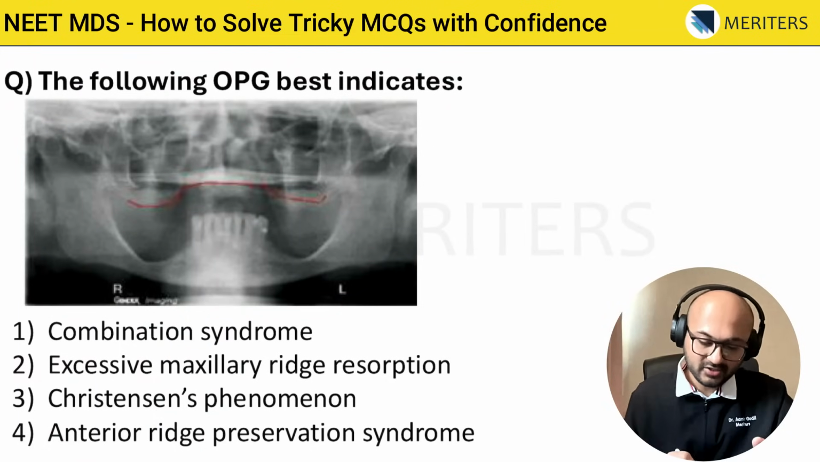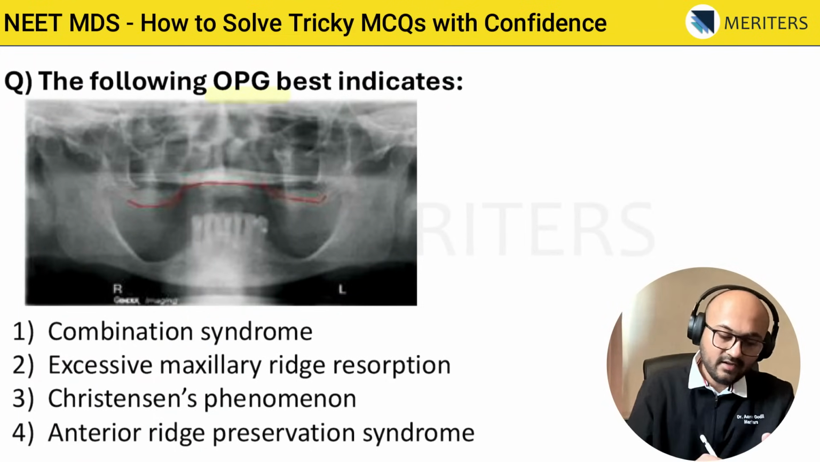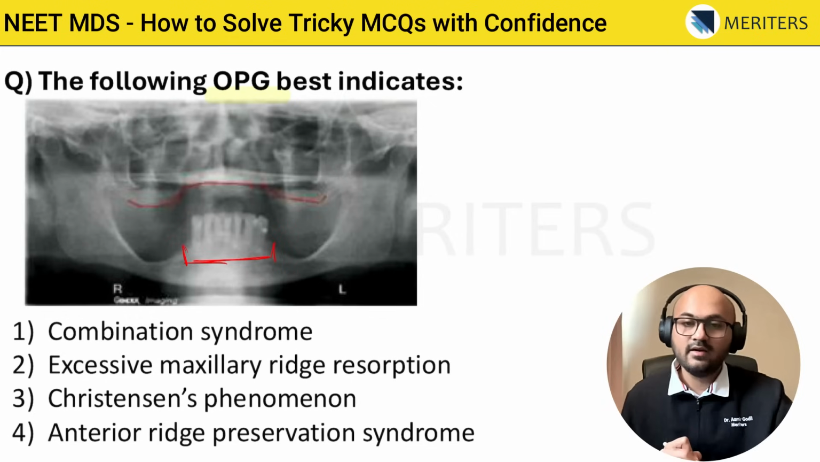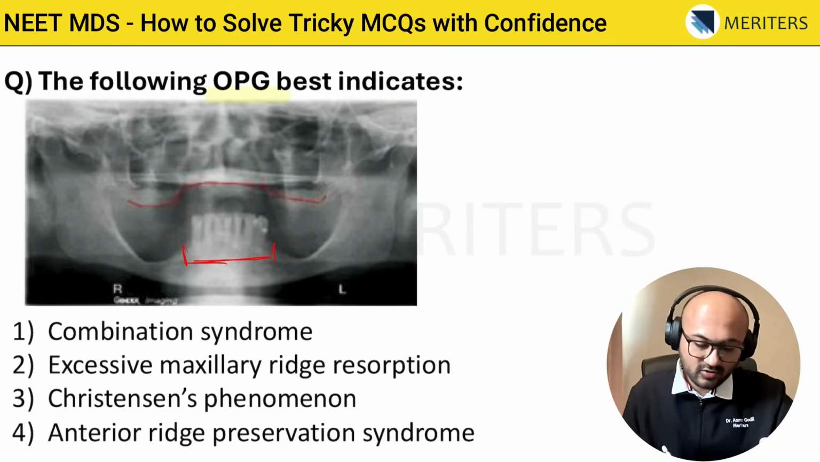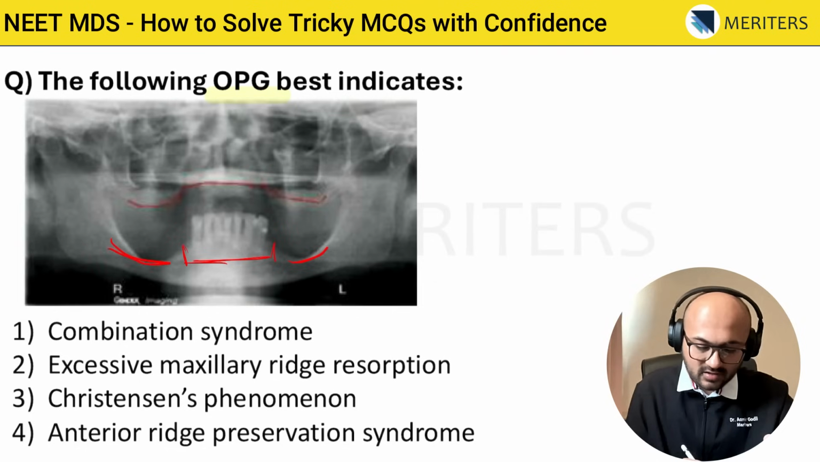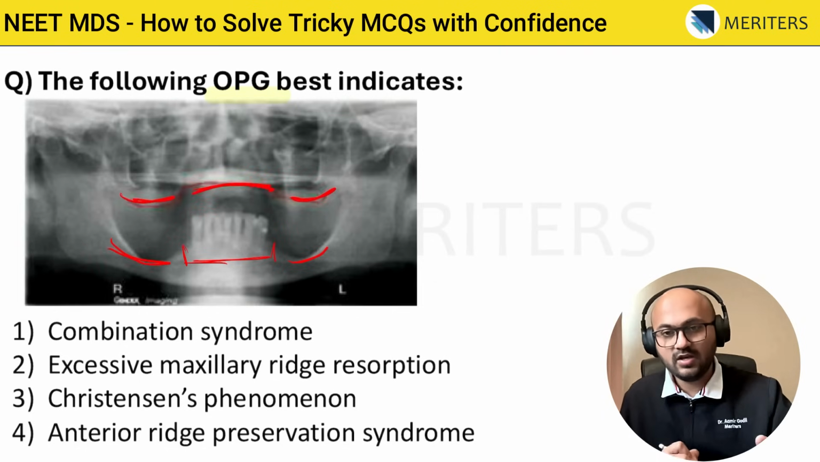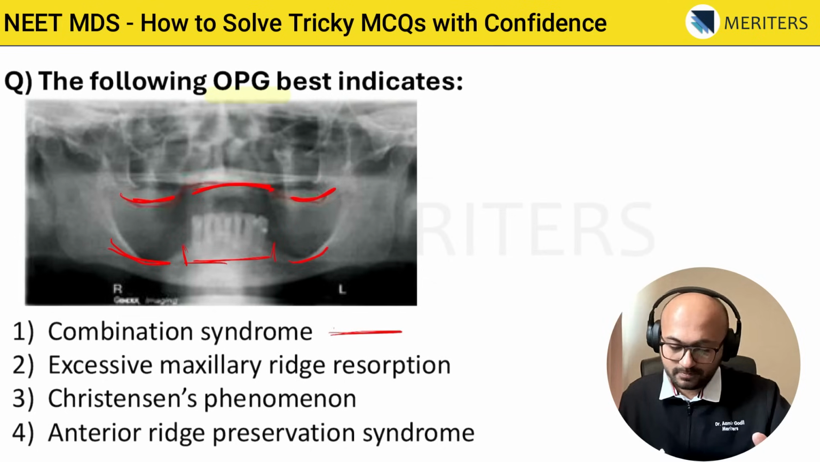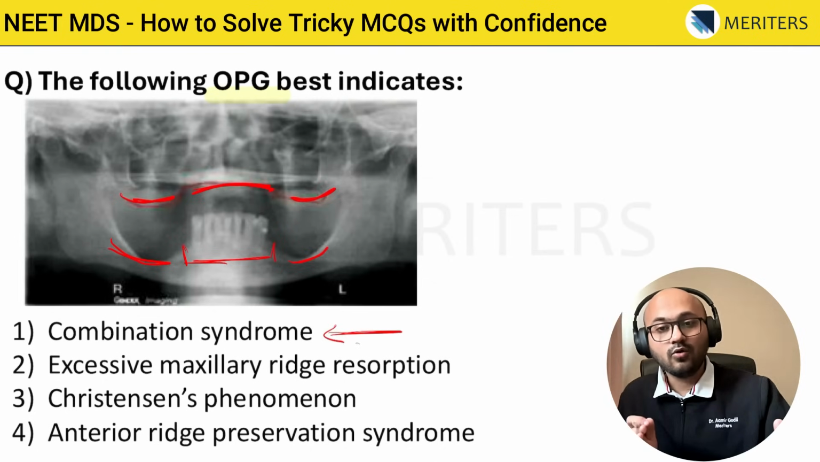Okay, here we have an OPG of a completely edentulous maxillary arch opposing a mandibular anterior natural dentation and missing posterior. Now, there is a very specific pattern of the resorption of the ridges here. The upper anterior is more resorbed, the upper posterior is more intact, the lower posterior is more resorbed, and the lower anterior dentation is intact. Now, this is a very classical case of combination syndrome. But what would go wrong?